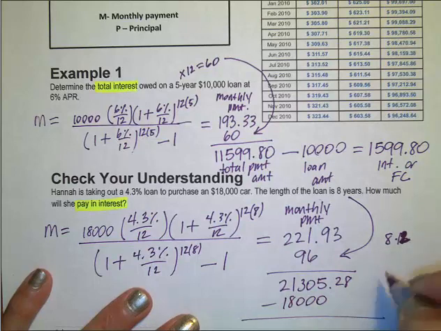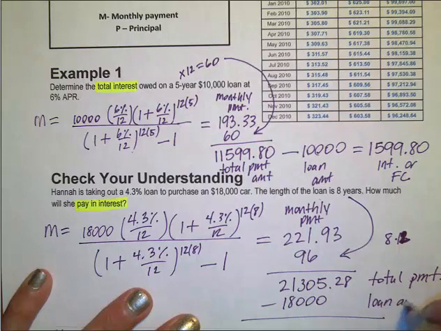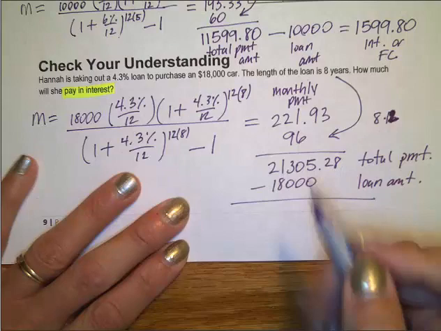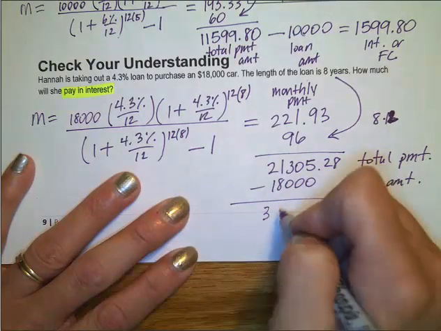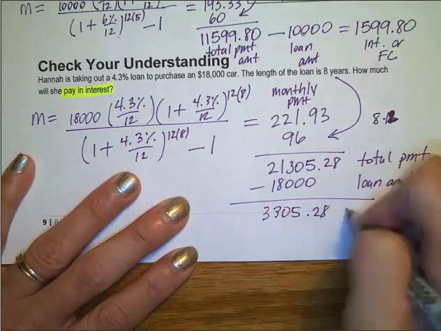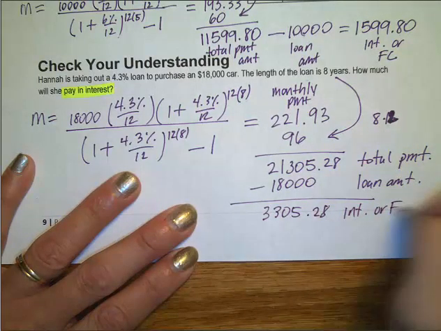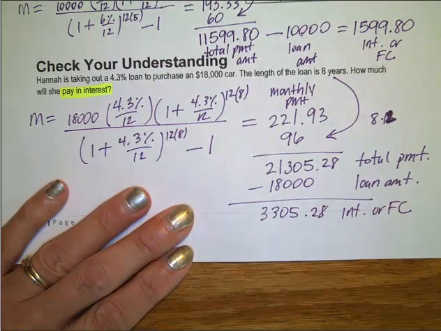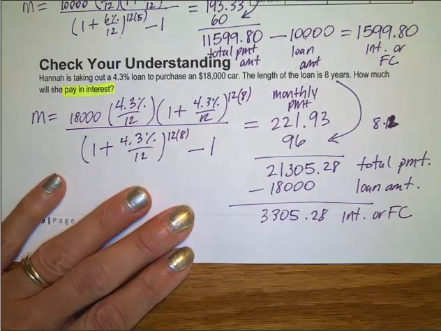So again, this is her total payment. This is her loan amount. So that means she paid in interest or finance charge $3,305.28 in interest or finance charge, depending on what they call it. Okay? So pause the video a minute and take all that in.